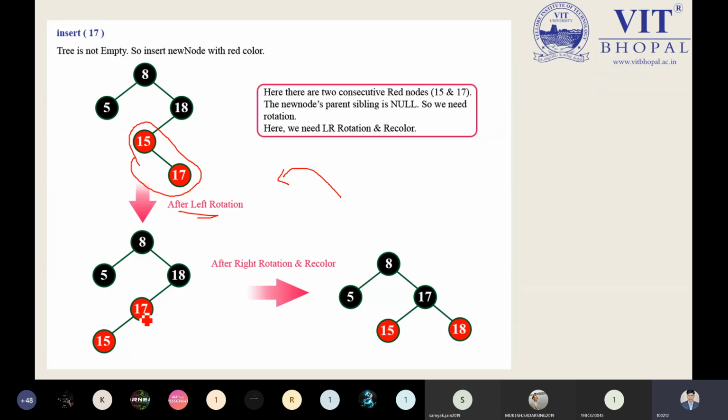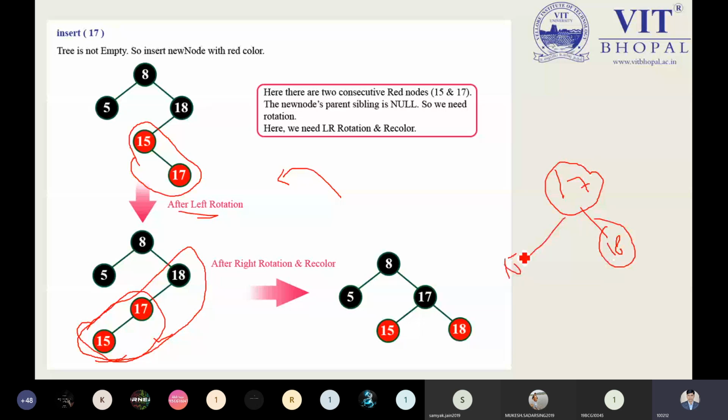Now why is 17 on the left side? On the left side, the value must be less than its root, so definitely this part is correct. Okay, for balancing purposes, but again it is not balanced. Again, what we need to do is perform a right rotation over here, among 15, 17 and 18. At that time, 17 will come over here, 18 will come over here, and 15 will come over here.